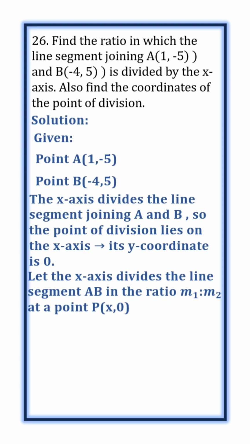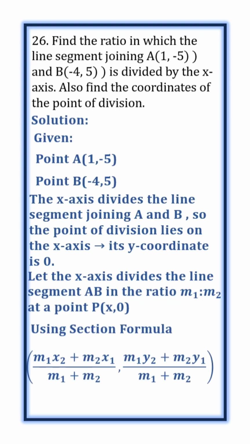because the x coordinate may have some value. We don't know, we have to calculate it. Y coordinate is 0. By using the section formula, you have to write it very clearly. You know it very well: (m1 x2 plus m2 x1) upon (m1 plus m2), comma (m1 y2 plus m2 y1) upon (m1 plus m2).